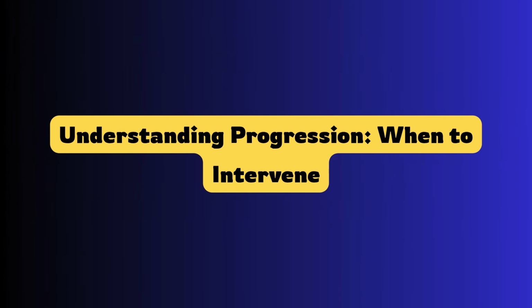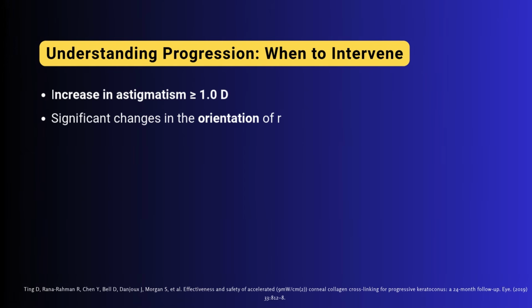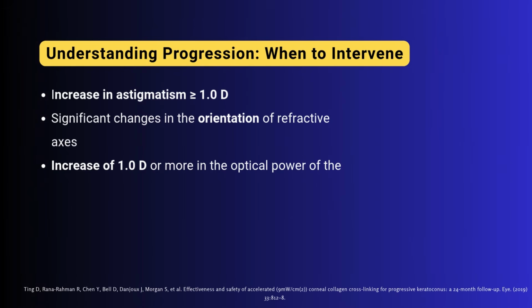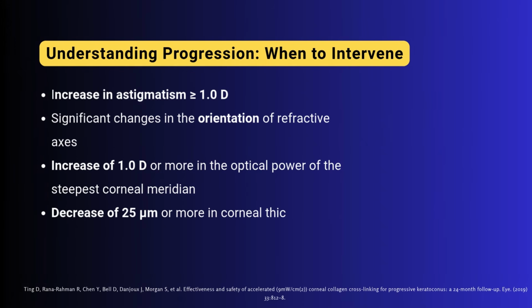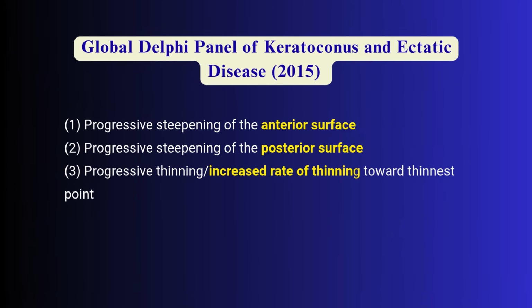So, how do we define progression? That means, how do you tell whether your patient has progressive keratoconus or a stable keratoconus? Here are four main signs: an increase in the astigmatism of about 1 diopter or more, a significant change in the refractive axis orientation, an increase in the optical power of the steepest meridian of more than or equal to 1 diopter, and a decrease in the corneal thickness by 25 microns or more. If any of these 4 points occur within a year, that is known as progressive keratoconus.